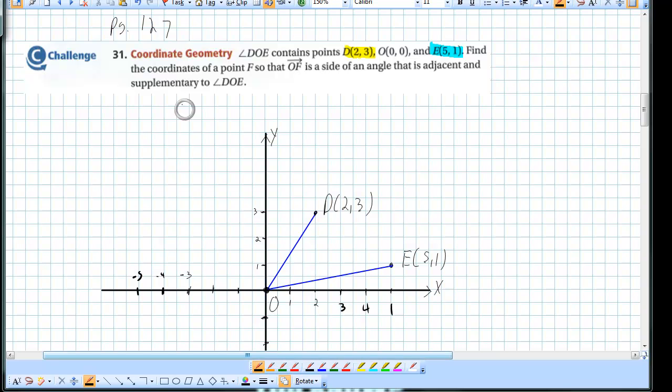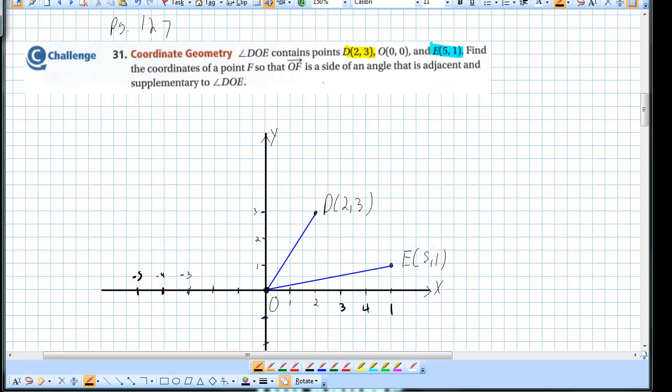Okay, here's the solution to number 23 on page 127. Here's how to get you started at least. So I plot the points, and if you notice, I use a space of 2 on the grid for each one, just so they're more spread out. So I plot point D, point E, and point O is just at the origin.